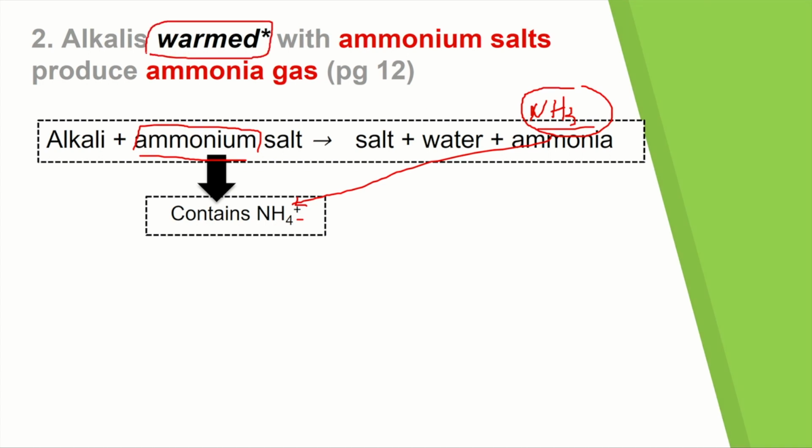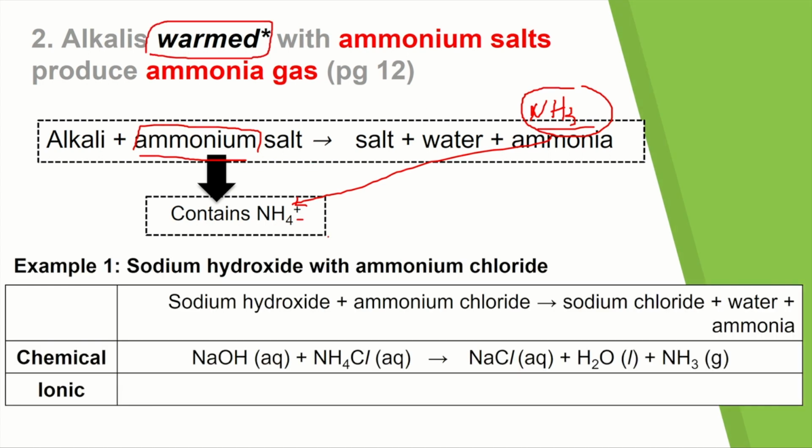This reaction must be heated. If you take a look at an example, I have my sodium hydroxide, likewise any metal hydroxide alkali, aqueous. I react it, for example, with ammonium chloride. Ammonium chloride, the formula is NH4+, Cl-. Then they will react to form sodium chloride, water, and ammonia.